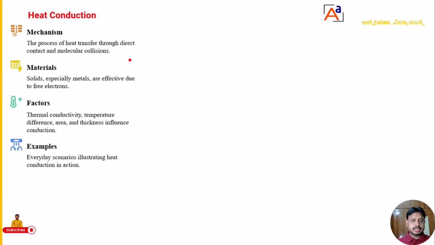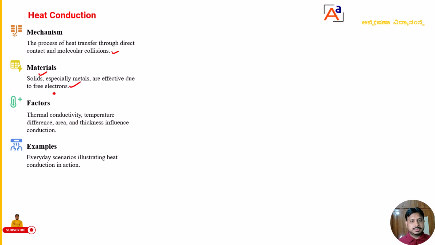Now, the conduction heat transfer mechanism. Dear students, the mechanism is the process of heat transfer through direct contact and molecular collision. The heat is going to transfer because of molecular collisions and contact of molecules with each other. If heat transfer takes place in that fashion, that is heat conduction. Conduction heat transfer happens in solids, especially in metals, because of the effective free electrons in the metals. So conduction heat transfer takes place better in metals because of their free electrons.